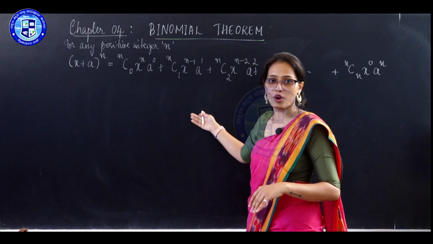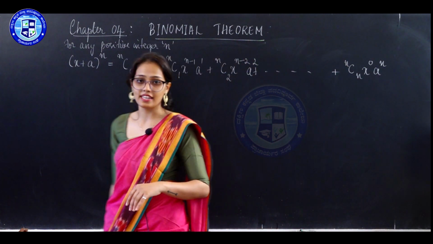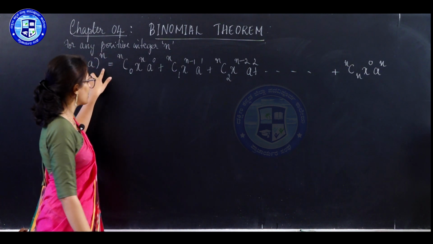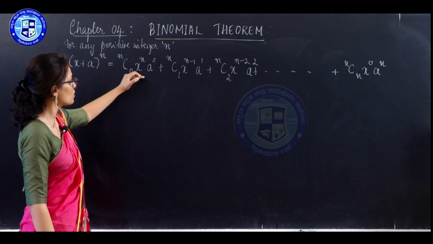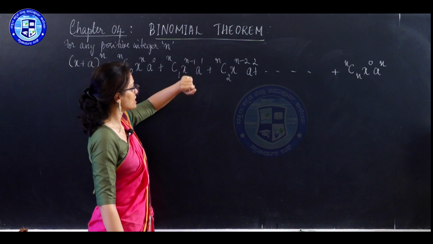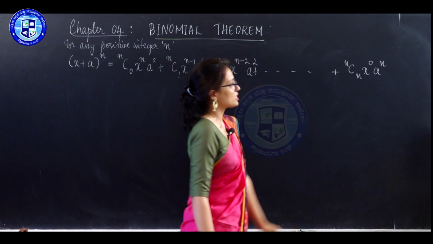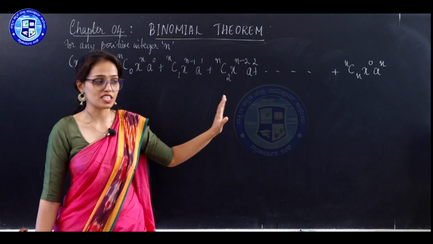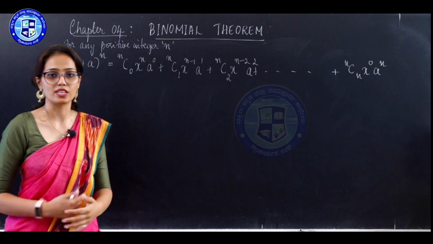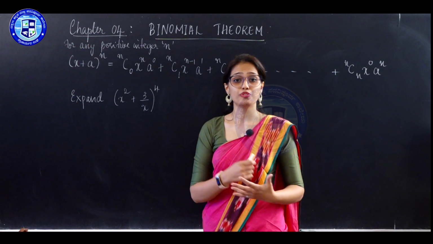This is the general form of the expansion. For any positive integer n, (x plus a) to the power n is equal to nC0 x power n a power 0, nC1 x to the power n minus 1 a to the power 1, etc., nCn x to the power 0 a to the power n. This expansion is called the binomial theorem. Now let us try to solve a few problems.